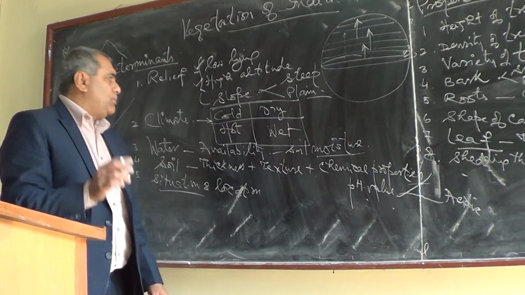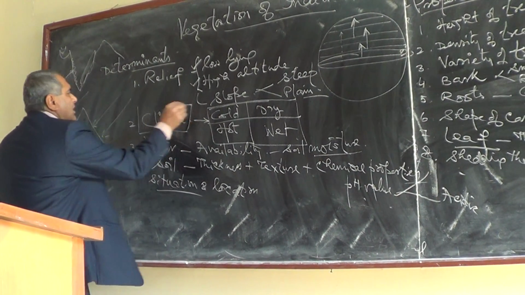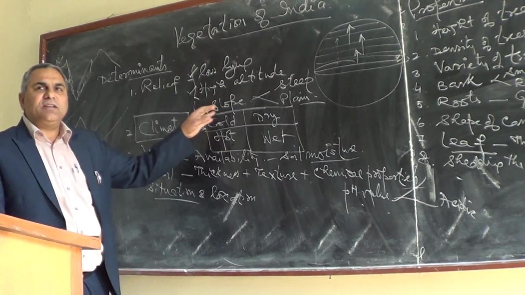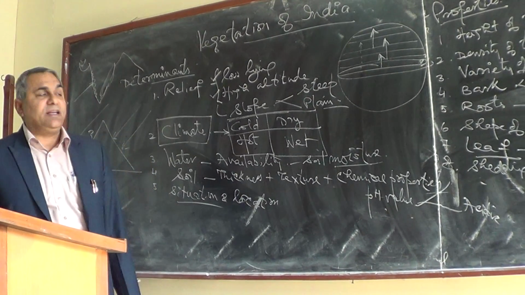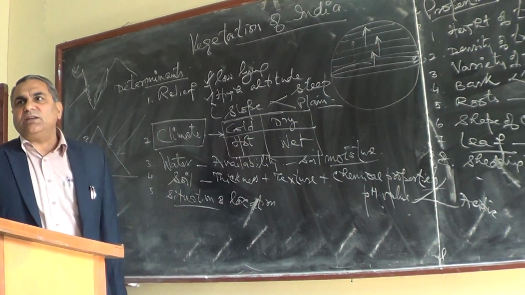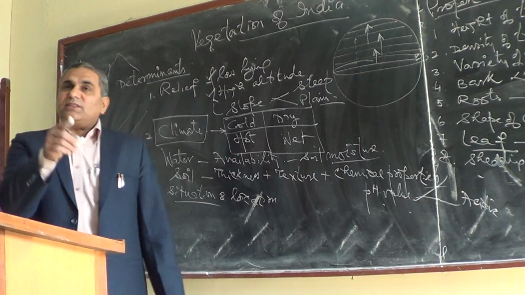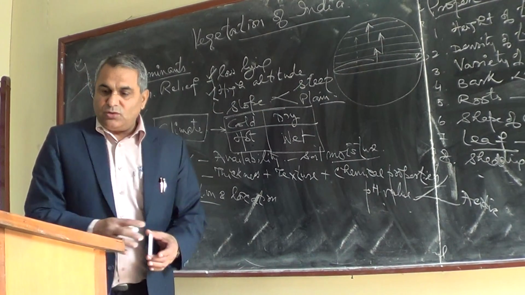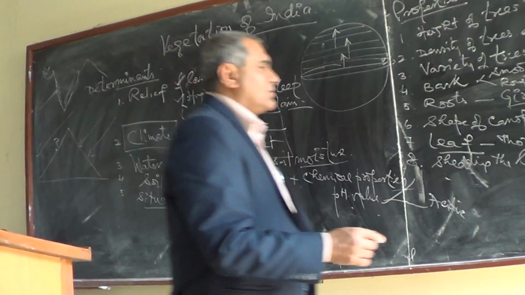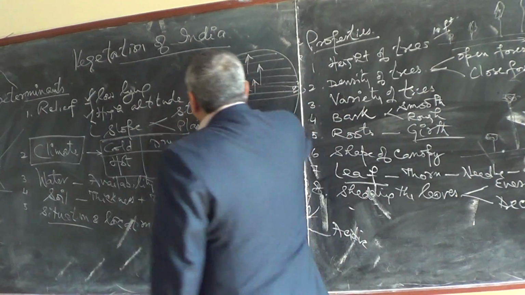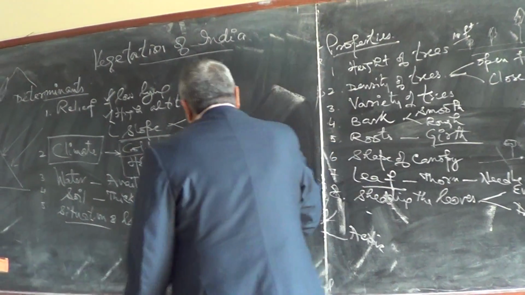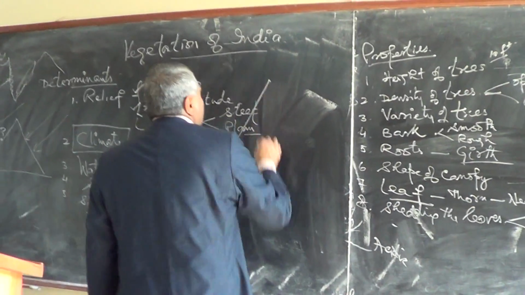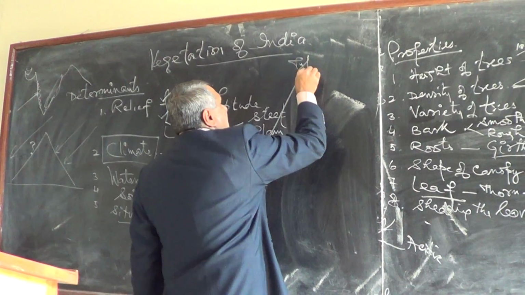But the most important factor I missed here is the climate. Cold and dry and hot, these are the different climatic conditions: temperature and the availability of water through the rain. On the basis of climatic conditions, we also classify the vegetation according to climatic adaptability. Those are called phytic zones. So on the basis of climate, we have different types of vegetation.